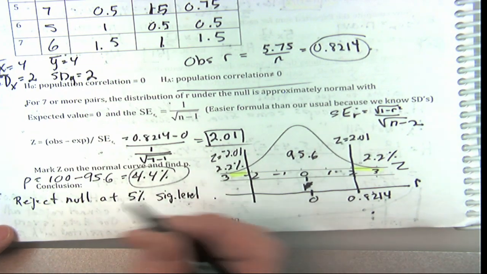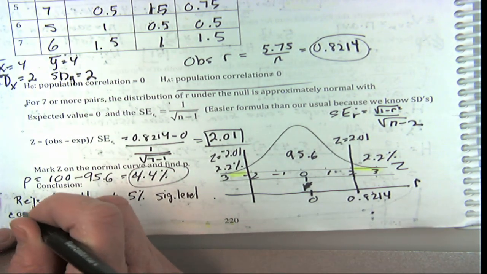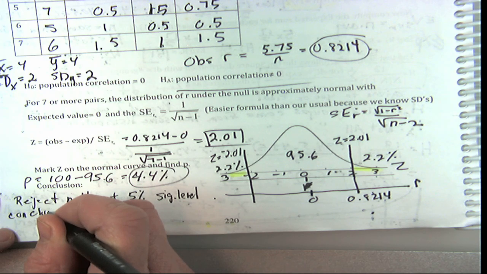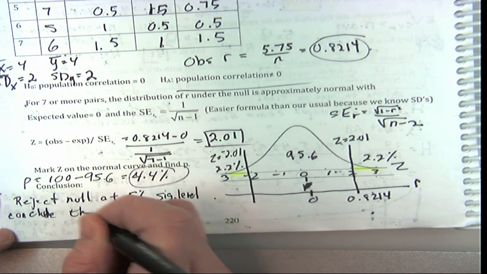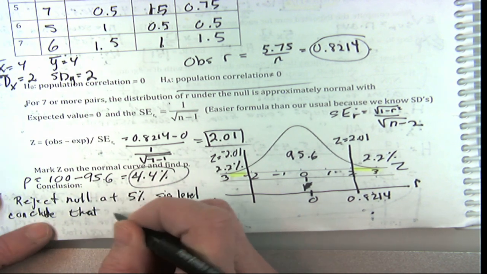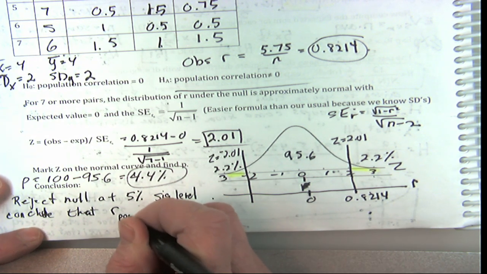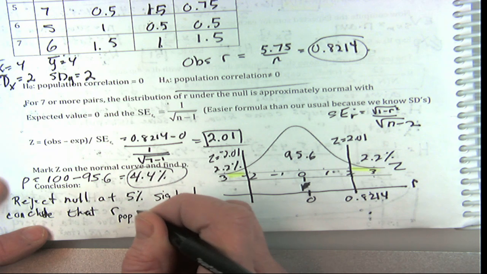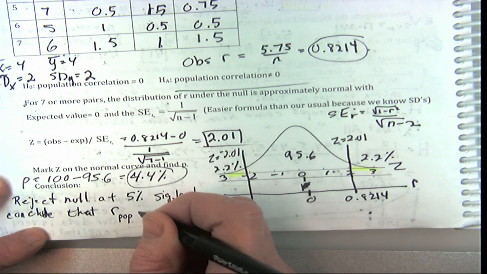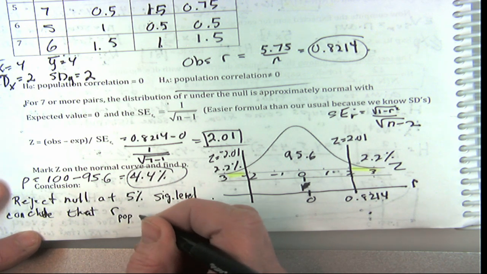So reject the null at the 5% significance level and conclude that r in the population, rho, it's just too hard to write because it looks like a p, that the correlation in the population is, we can't say it's not 0. We have good evidence that it's not 0.